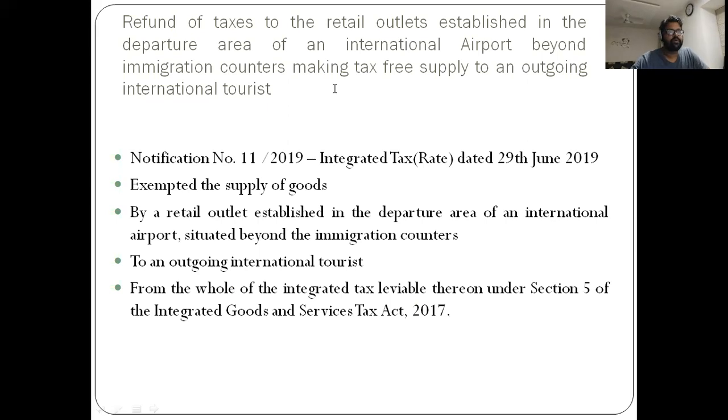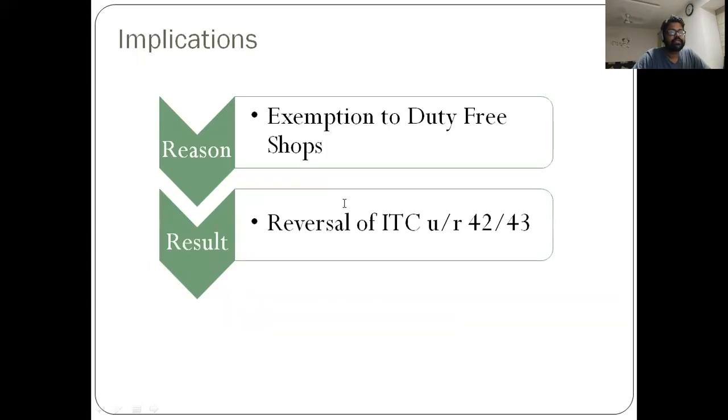So basically, the IGST component is excluded and exempted through this notification. The broad idea of bringing this particular notification into the picture was to exempt the output tax liability on those duty-free shops which are located at the departure area of the international airport.